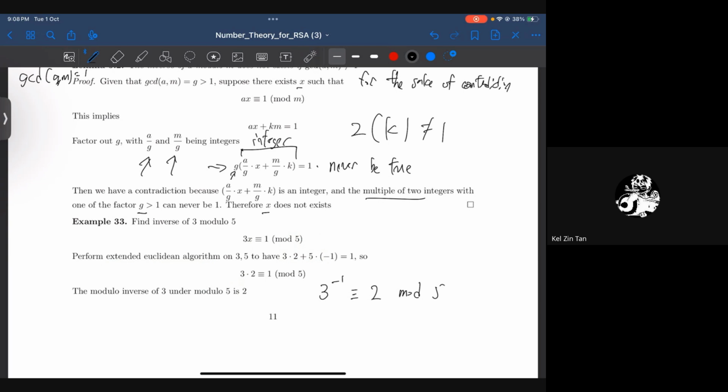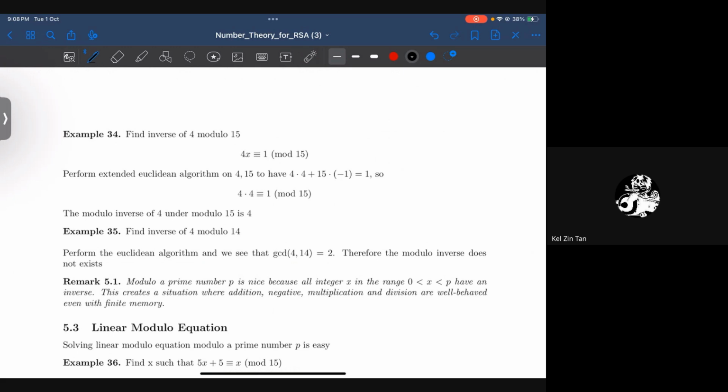Okay, the next example. If we want to find the inverse of 4 modulo 15, we can do the same thing again. Perform the extended Euclidean algorithm, then we get this, and 4 multiplied by 4 is 16. 16 is congruent to 1 modulo 15. So 4 inverse is congruent to 4 mod 15.